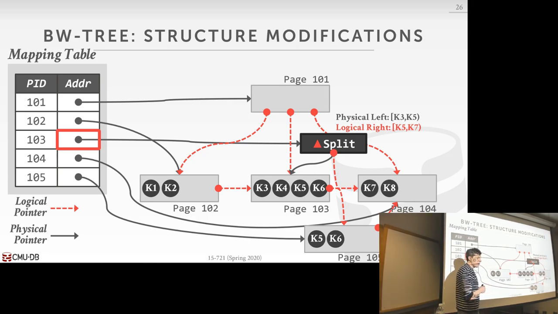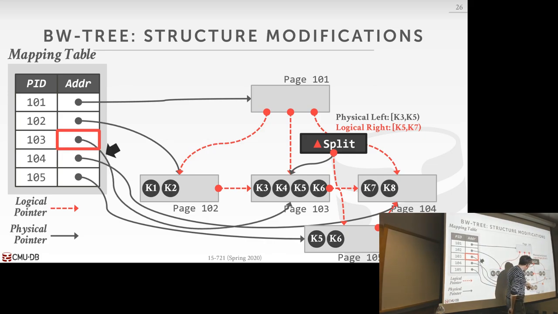When we're creating 105, would you traverse the delta chain of 103 to see what changes to K5 and K6 were made? So the question is, if I'm creating 105, how would I apply changes? Again, you know what you're splitting on. So if it's like delete K4, I ignore it because that's not in mine. But if it's like insert K5.5, that should be in mine, so I apply it.